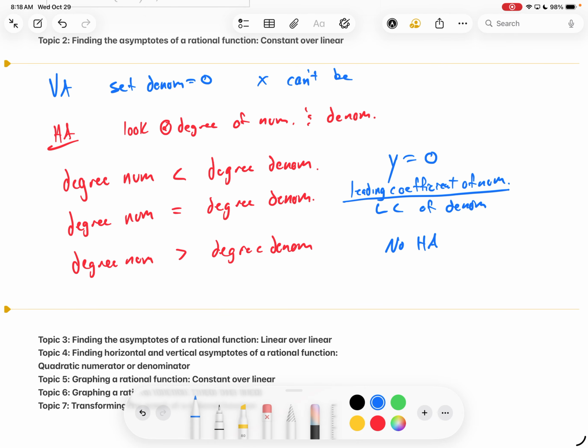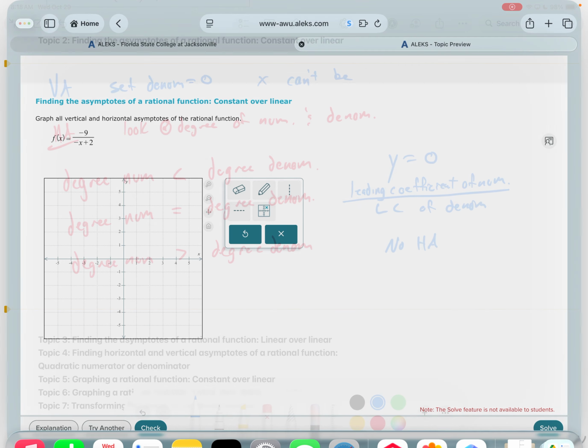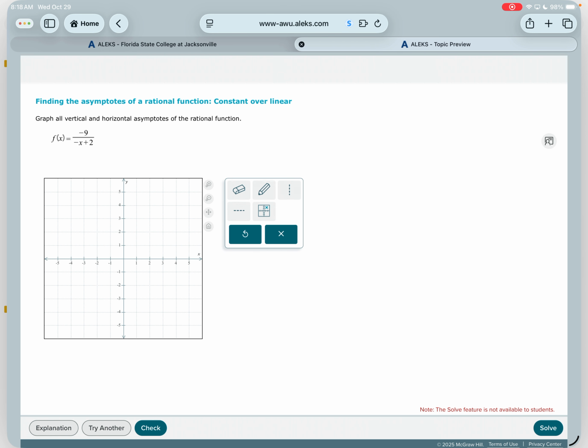So you compare the exponents of the top and the bottom. If they're less than, then the answer is y equals 0. If they're equal, then you look at the number in front of the top and the bottom and divide it. And if the numerator is greater than the denominator, there is no horizontal asymptote. So we'll do a bunch of these. So this one.